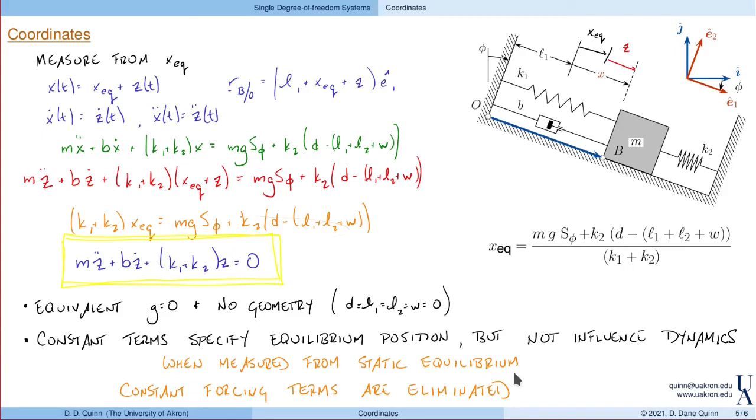Oftentimes, when we're actually going through modeling, I will give you problems that, you know, maybe there's no mention of gravity. Right? There's no mention of unstretched lengths of springs, and there's no mention of the width of the block like there is in this problem. And there, you can assume that you're just going to measure from static equilibrium, right? So all those effects, which are important when determining the static position, are essentially neglected.